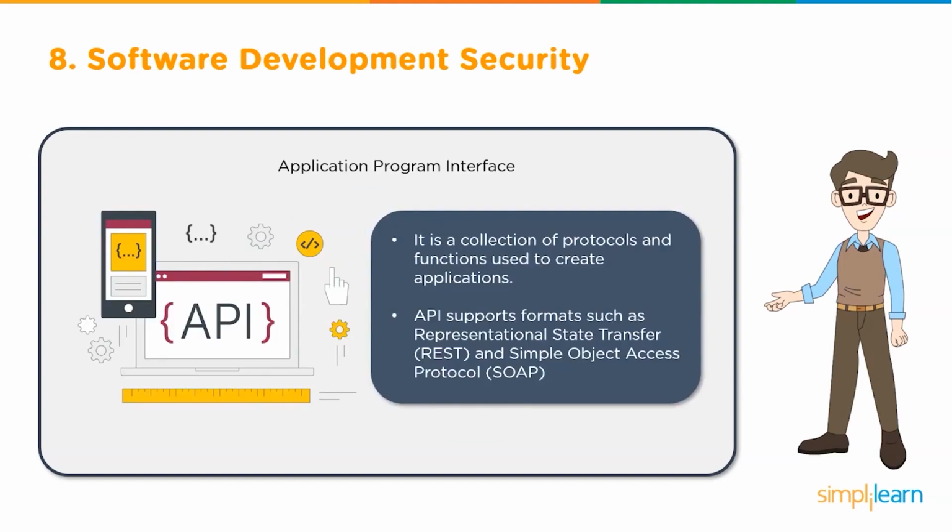API is basically a collection of protocols and functions used to create applications. It supports formats such as representational state transfer, REST, and simple object access protocol. REST is nothing but using the present features of the web in a simple way. And SOAP, which is an acronym for Simple Object Access Protocol, is a messaging protocol for exchanging data among computers.